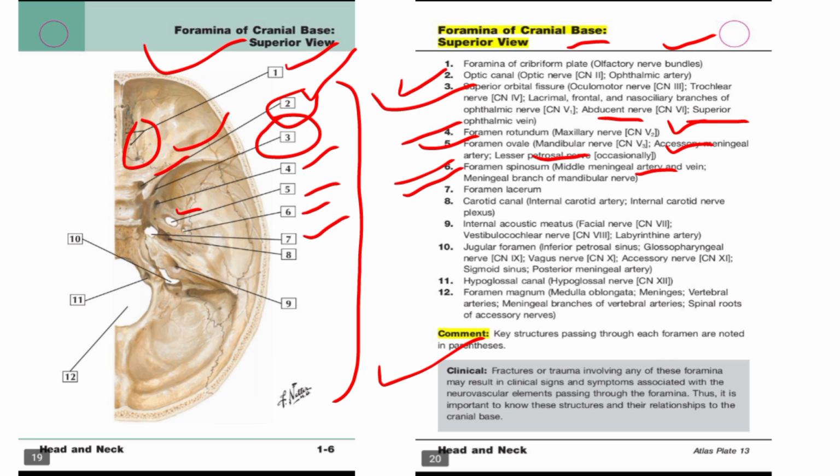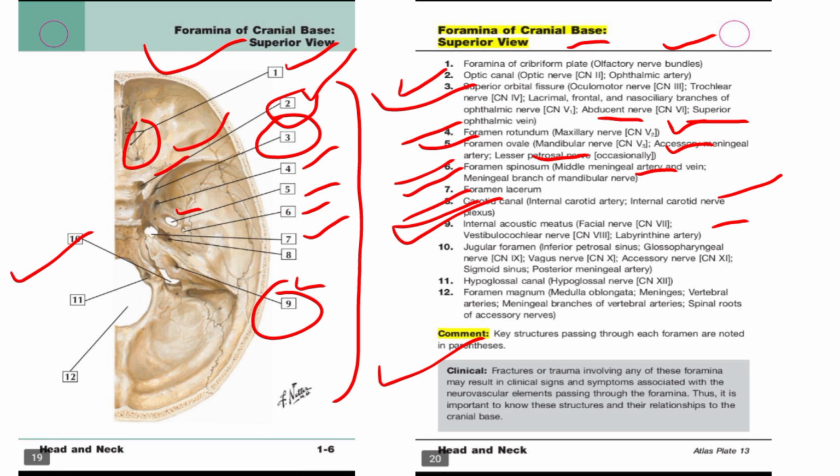And the eighth we have is the carotid canal. From the carotid canal, as its name suggests, the internal carotid artery and internal carotid nerves, meaning neurovascular bundles, pass. The ninth one you can see is the internal acoustic meatus where the facial nerve, cranial nerve 7, the vestibulocochlear nerve, cranial nerve 8, and labyrinthine arteries pass.